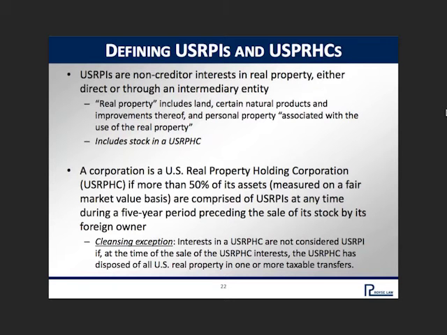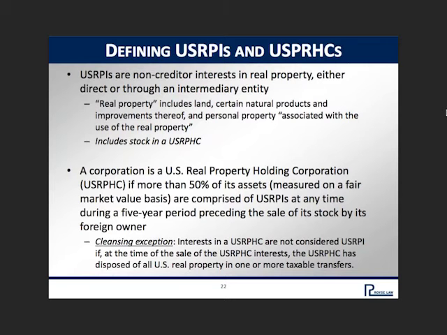So, what is a U.S. real property interest? Generally speaking, it's a non-creditor interest in real property, U.S. real property, either directly or through an intermediary entity. For these purposes, real property is land, certain natural products, certain improvements of land, and personal property associated with the use of real property. So you can see it's actually a very broad term. One of the more interesting features is that it includes stock in a U.S. real property holding corporation. Now, what's that?